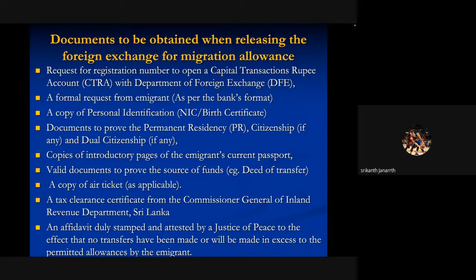But your entitlement is $200,000 you can take. That's about 40 million you can take at the current rate. But you have been given only 2 million from the tax clearance letter. So Inland Revenue has given clearance only for 2 million. So you can only take 2 million.